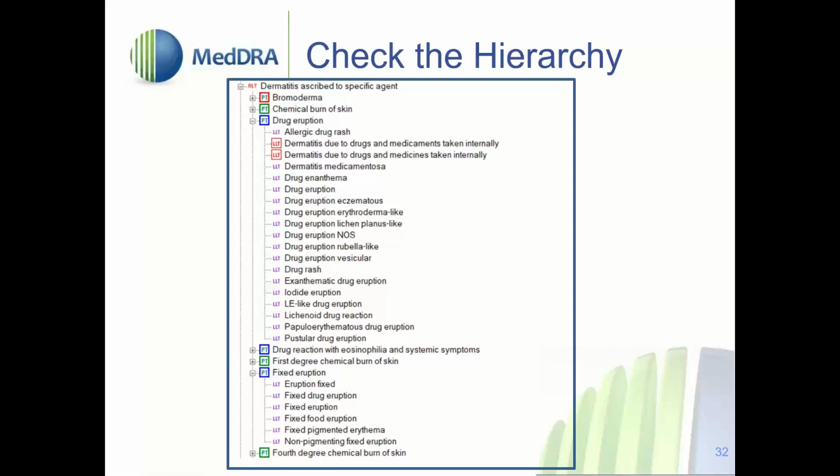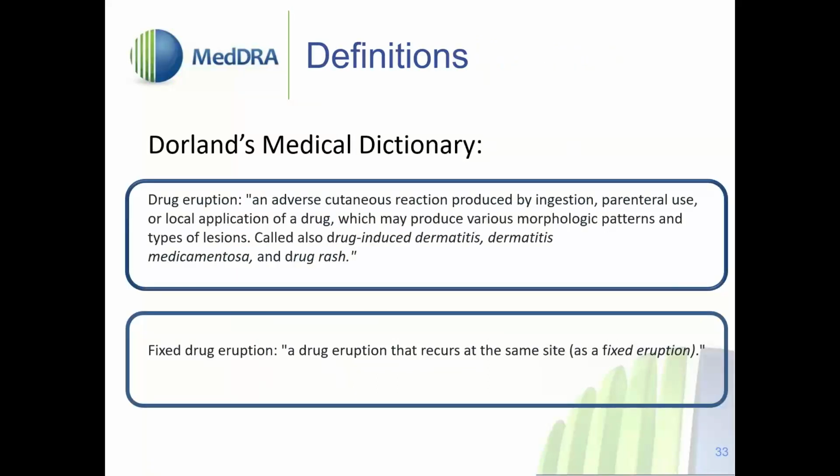And let us look at the primary MedDRA reference, here the Dorland's Medical Dictionary, to see how we can distinguish these medical concepts. Here we have the definitions from Dorland's. A drug eruption is an adverse cutaneous reaction produced by ingestion, parenteral use, or local application of a drug, which may produce various morphological patterns and types of lesions. We talked about these appearances. So this drug eruption can also be called drug-induced dermatitis, dermatitis medicamentosa, or drug rash.